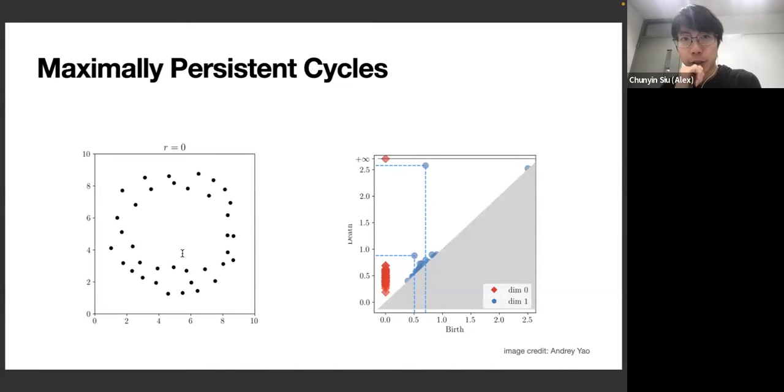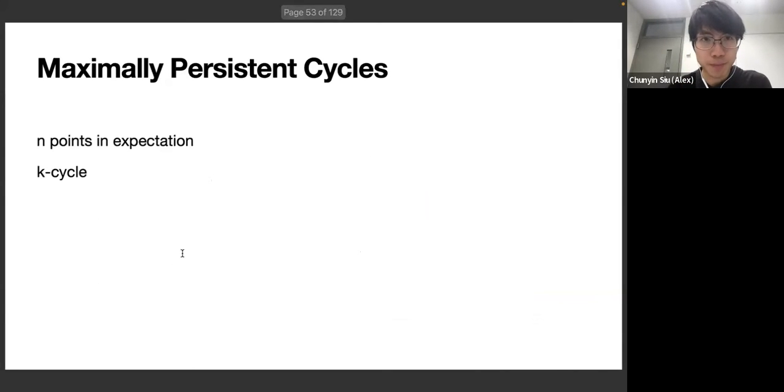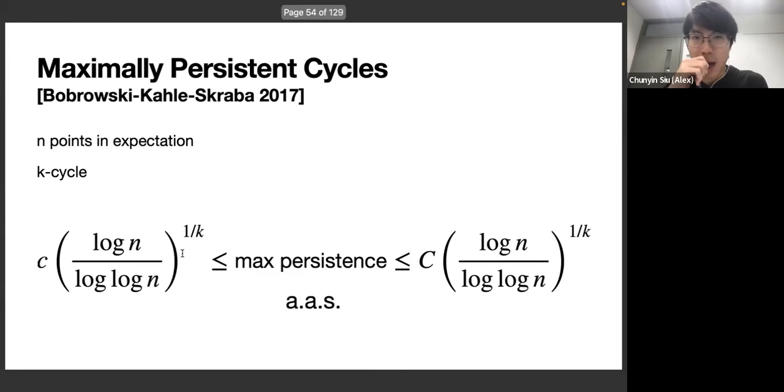But if you're interested in the persistence diagrams, we have a lot of results on persistence of cycles as well. For example, you can consider the maximally persistent cycle. So if you just sprinkle salt on a table, how likely is it that you have a very persistent cycle? And this work by Borowski, Kale, and Skraba says that the maximum persistence is going to have this asymptotic of (log n over log log n) raised to 1 over k. And the idea is that if you see any cycle that's much larger than this, it's less likely to be due to randomness. It's more likely to be something else.